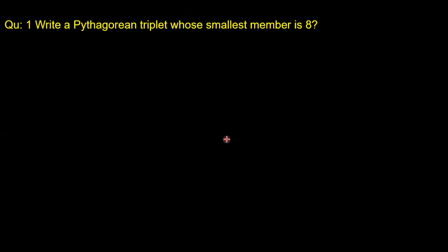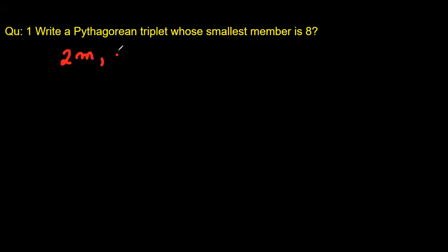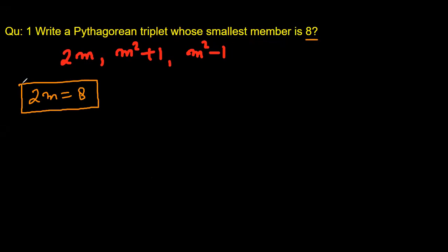Write a Pythagorean triplet whose smallest member is 8. So we just learned that the Pythagorean triplets can be written in the form of 2m, m square plus 1, and m square minus 1. So one of the members is 8. Let us take 2m is equal to 8. That will give you m is equal to 8 by 2, which is 4.